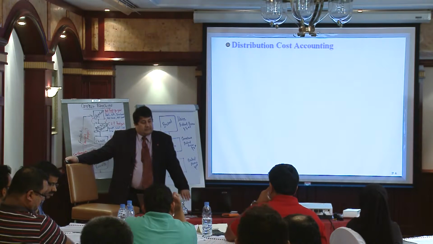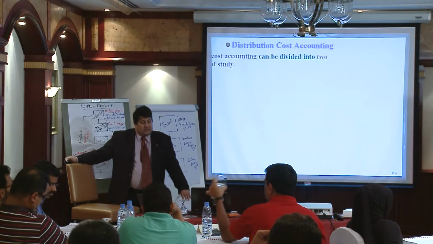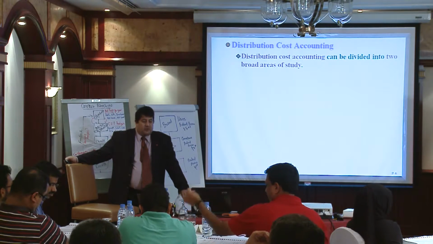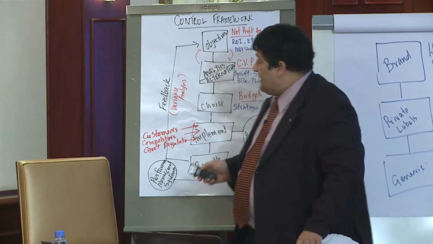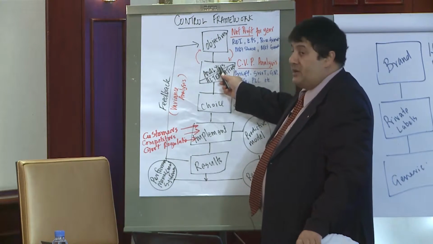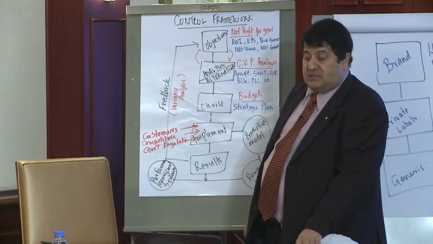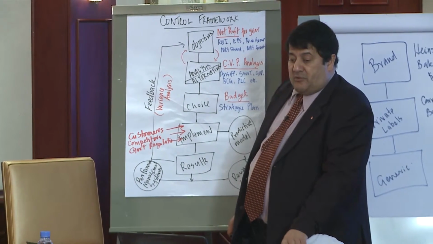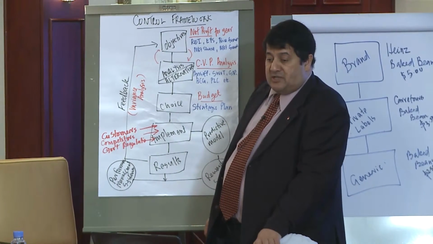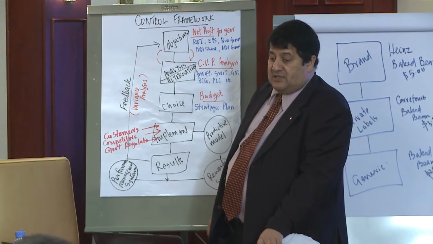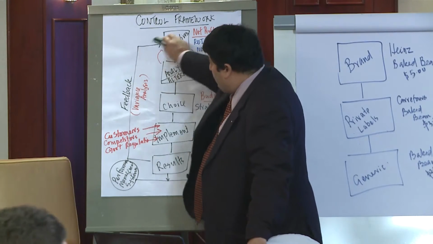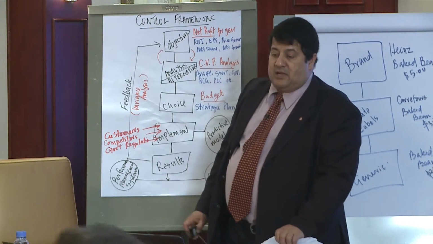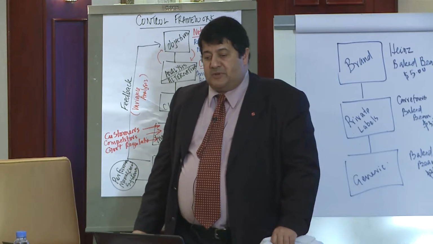Okay. So distribution cost accounting is divided into two broad areas of study. There is cost analysis, which is essentially lots and lots of analysis, the computation of present and alternate methods of distribution, and the study of related costs. The second area is cost control, which is, of course, all of the control framework, which includes analysis, cost control, and measurement of performance.